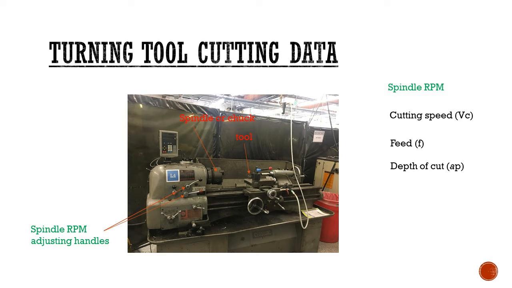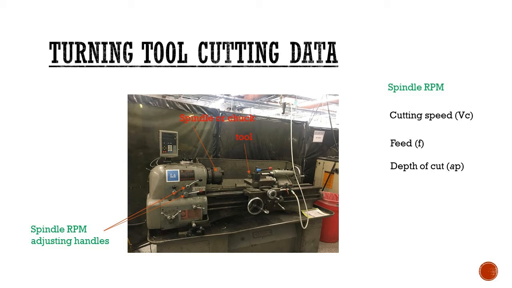Turning tools should operate within a specific parameters range, and we will discuss them here. First, some definitions. Spindle RPM. RPM stands for revolutions per minute. Therefore, spindle RPM means when a lathe spindle is rotating, how many revolutions it's making in a minute.